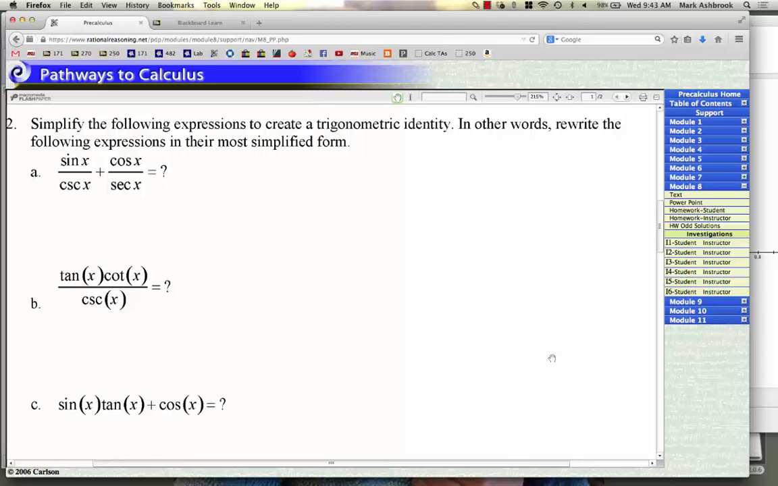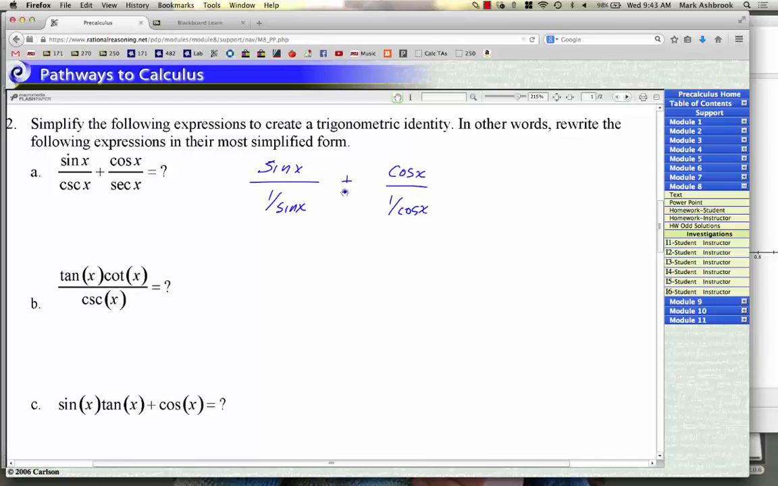The other technique is, if you're adding fractions or subtracting fractions, get a common denominator and make it one fraction. So those are the two things that kind of come up the most. In addition to that, you just have to know algebra. So in this one, we'll use both of those techniques that I suggested. The first is, we're going to change cosecant to 1 over sine. So we'll have sine over 1 over sine plus cosine over 1 over cosine.